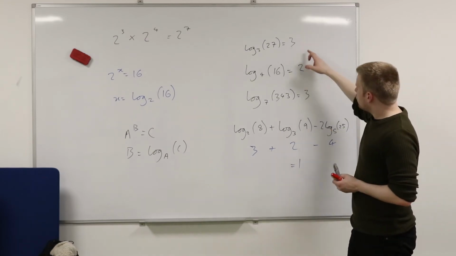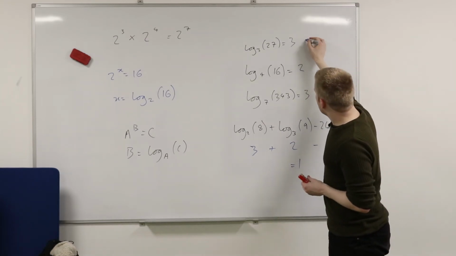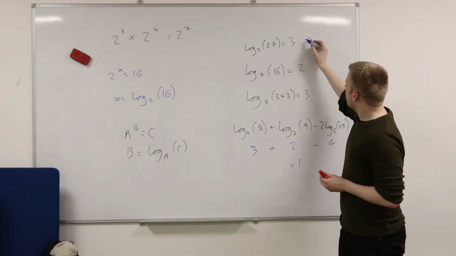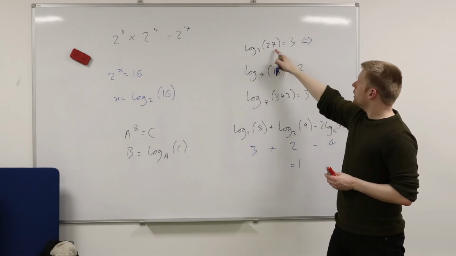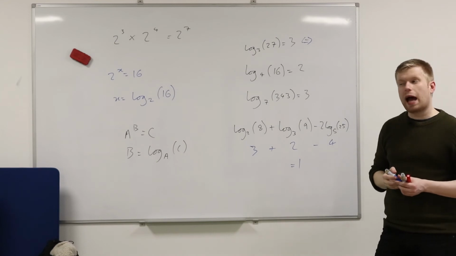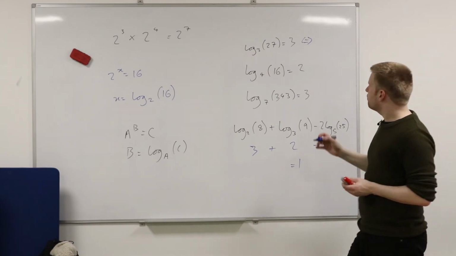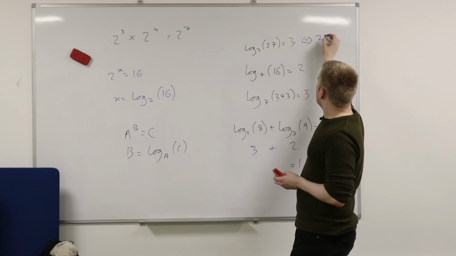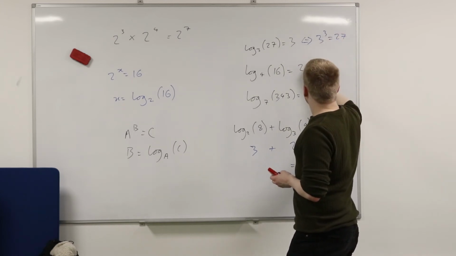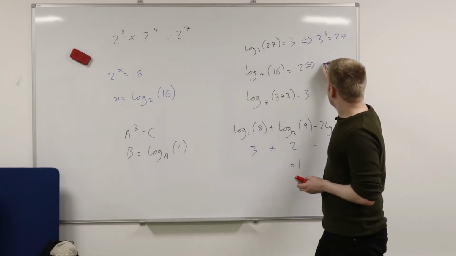Could you rewrite each of these logarithms for me? So could you rewrite them in indice format? Okay? So log to the base 3 of 27 equals 3. Could you write that with powers instead? 3 to the power of x equals 27. So 3 to the power of 3 is 27. What about this one? 4 to the power of 2 equals 16.